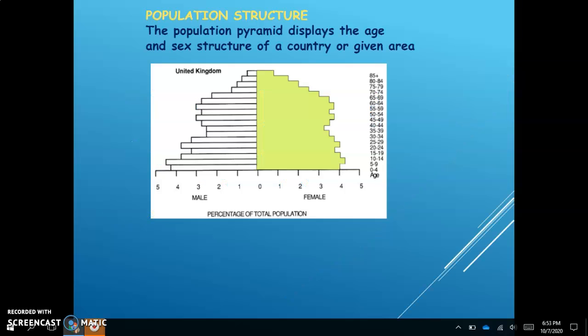Okay, so what is a population pyramid or age structure diagram? It basically just shows us the age and the sex structure of a country or a given area. We will focus specifically on countries, and there are certain things that we can gather from these pyramids. So if we just take a look at it here, we have the breakdown in percentages. Now on the bottom you can see the percentages, or you can see the actual number of people.